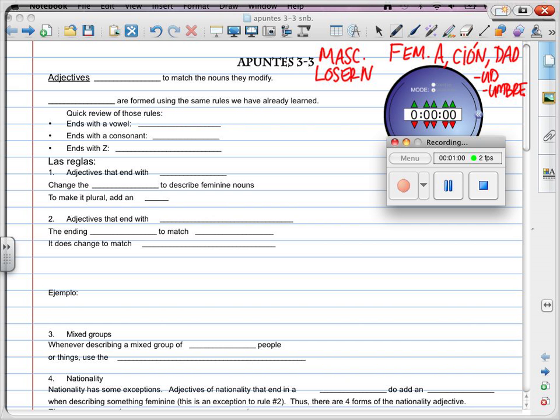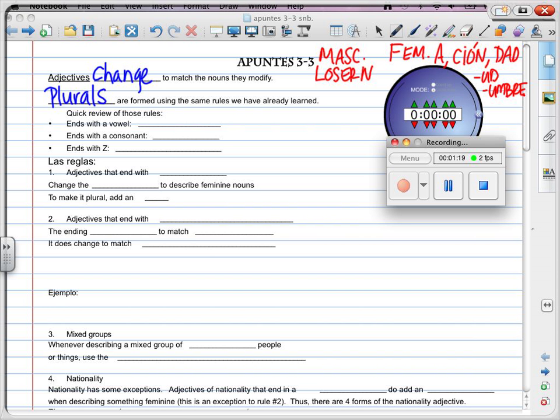Adjectives do what to match the endings that they modify? What do they do to match the nouns that they modify? They change. We've discussed this before. And then plurals are formed using the same rules we've already learned. Plurals goes on the line. How do we form plurals? Who can write it down faster?